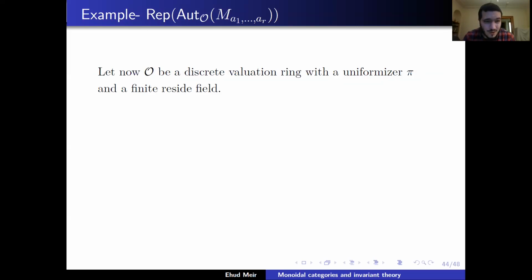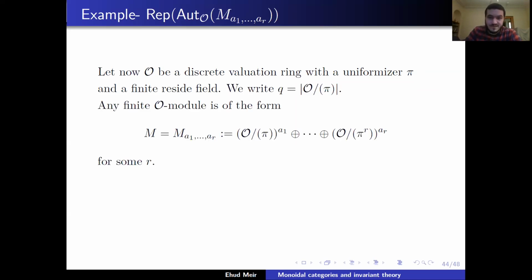I would like to speak about one more example, about representations of the automorphism group of some modules and their interpolations. So let's say now that we have O, which is a discrete valuation ring with uniformizer pi and finite residue field. Think, for example, of Z_p, the p-adic numbers, or think about Taylor series in a single variable over a finite field. We write q for the cardinality of the residue field, O mod pi.